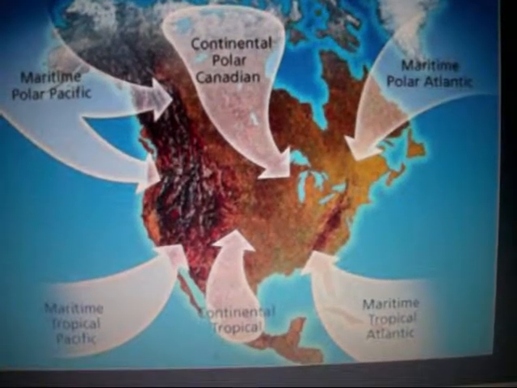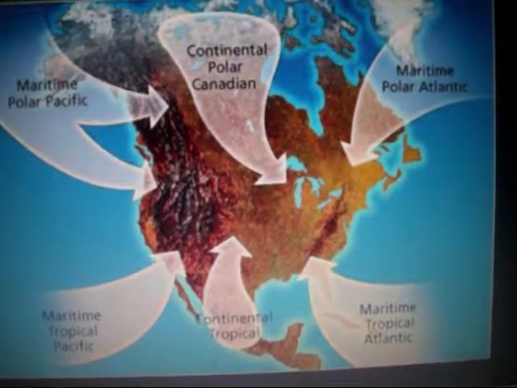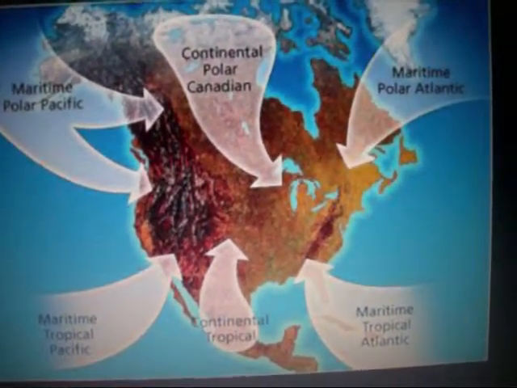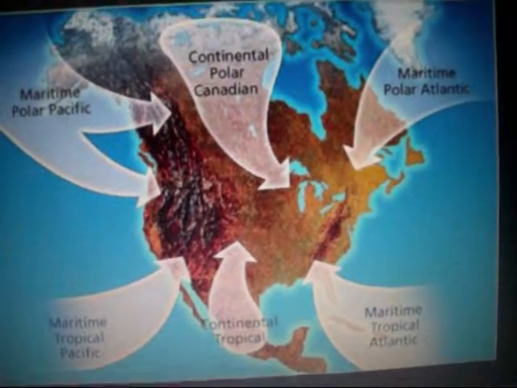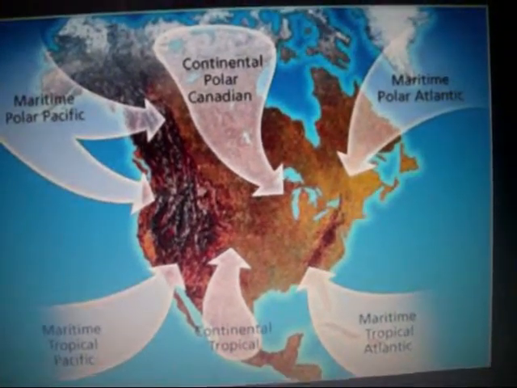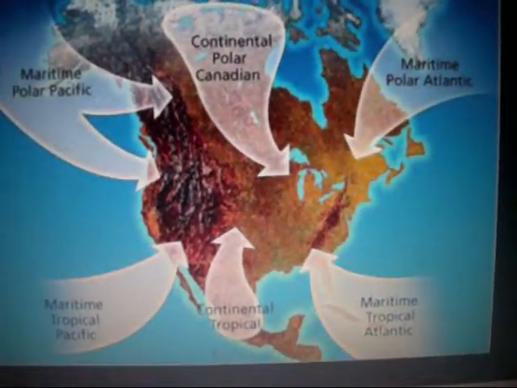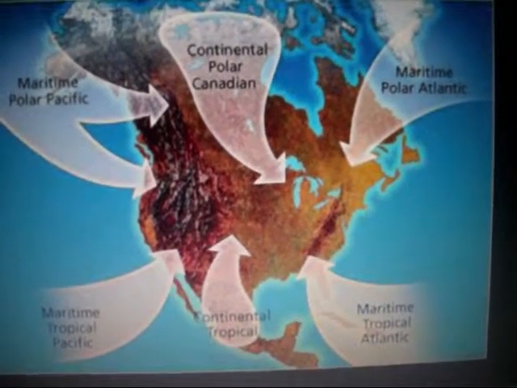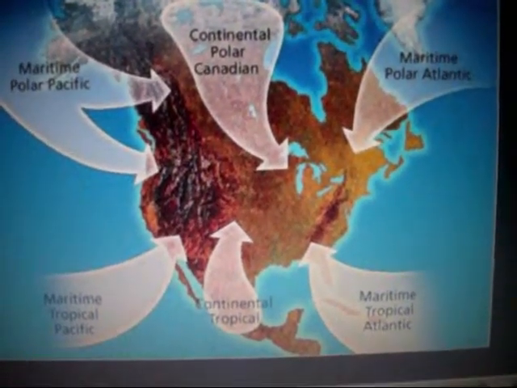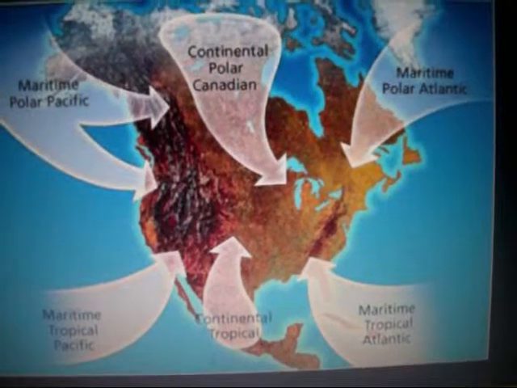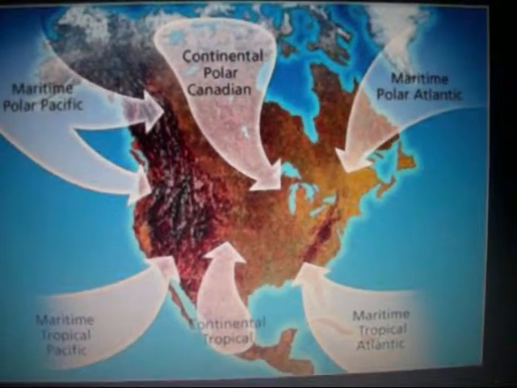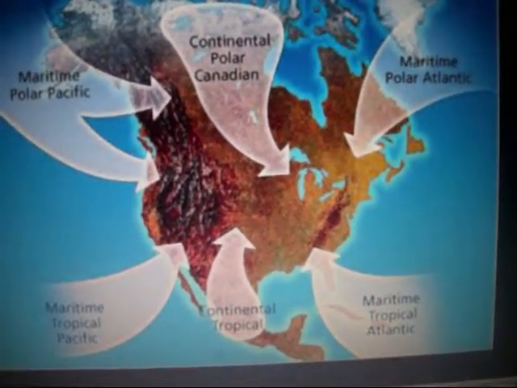There are 4 types of air masses. Continental means land, so it's dry. Maritime means from water, so it's moist. Tropical means from the equator, so it's hot. Polar means from the pole, so it's cold. If you mix them together, for example, continental and tropical, it means dry and hot.